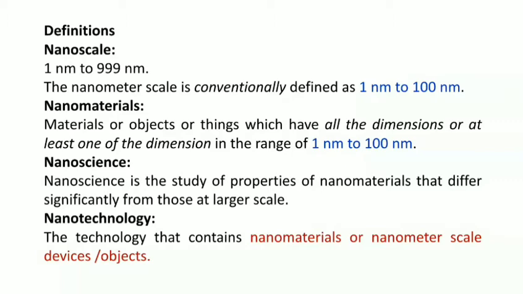What is nanoscience? It is studying the properties of nanomaterials that differ significantly from those at the larger scale. What is a property? Property is nothing but the nature of the material. For example, the color of the material belongs to optical property. The electrical conductivity of the material is an electrical property. So what are the electrical, optical, and magnetic properties of these materials?